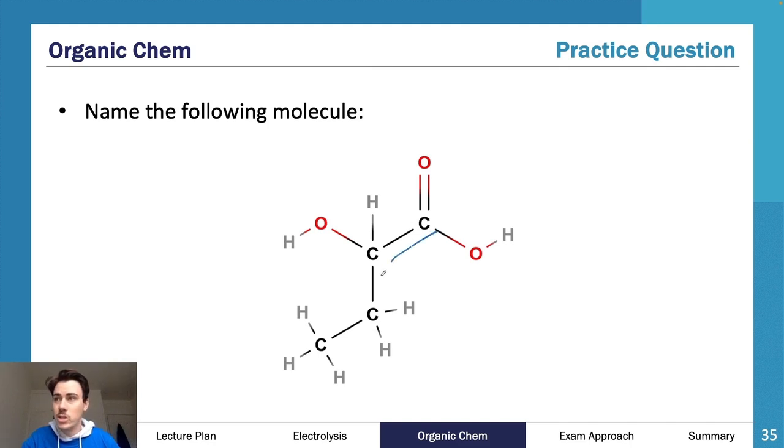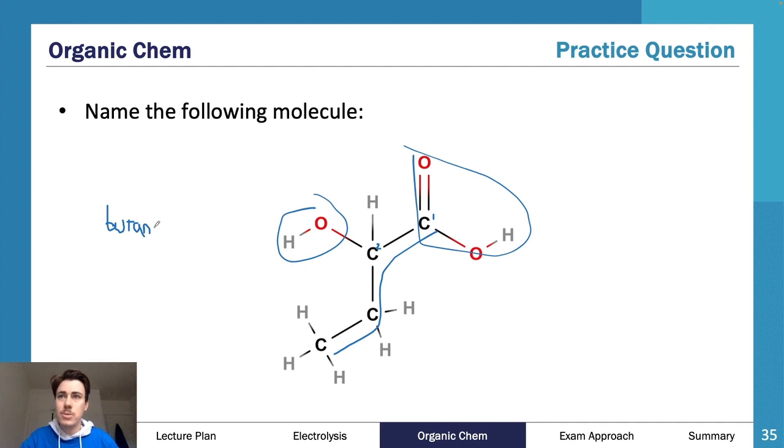So longest chain, but. I'm comfortable with it being but. I'm probably going to run out of room here, but nonetheless. I have single bonds, so ane. I'm not going to add the E because I know there's going to be a functional group. There are 2 functional groups. I've got a carboxylic acid. That is always going to be highest priority, so that's going to be 1. 2, I have an alcohol. So this is going to be butanoic acid.